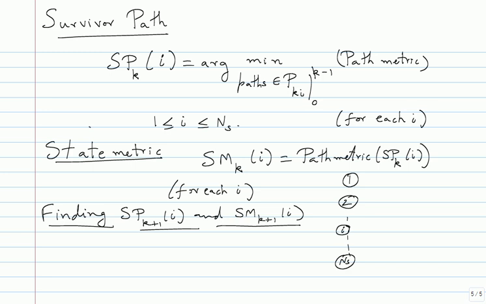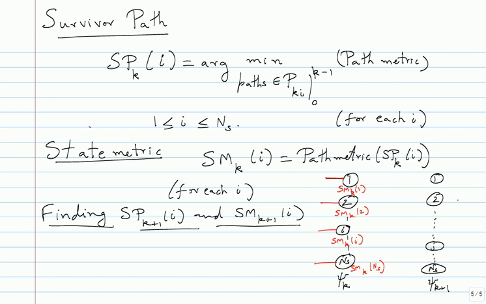NS, we'll do a general I. Okay, so this is psi k. And you also have 1, 2, some other j, and NS, and this is psi k plus 1. Okay, so assuming I have, let me draw this in red because this is going to be survival paths. Assuming I have stored the survival paths for each of these things, and assuming I have the state metric for each of these things, how do you compute the survival paths and the state metric for the next stage?